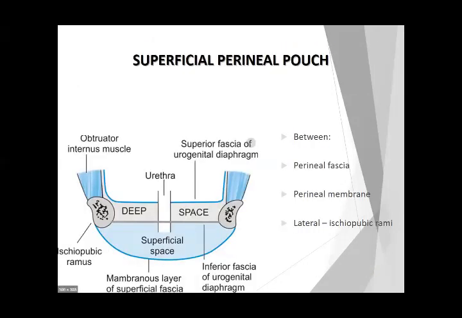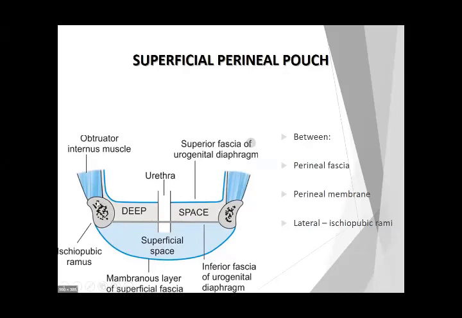Let's come to the perineal pouches. The superficial perineal pouch is this space we are talking about. It is between the perineal fascia, this entire thing, and the perineal membrane. This is the perineal membrane. Okay? So it is between the perineal fascia and the membrane.